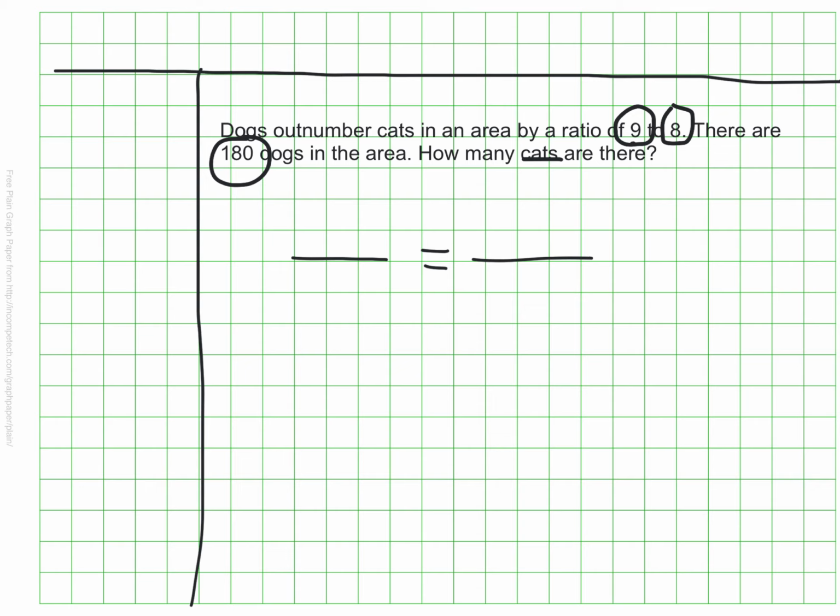What's different here from what we've done recently is that we're not finding a unit rate. We're not trying to find out when one of the numbers is 1. We're just trying to scale this and make sure that our ratio is equivalent as we scale up or down.